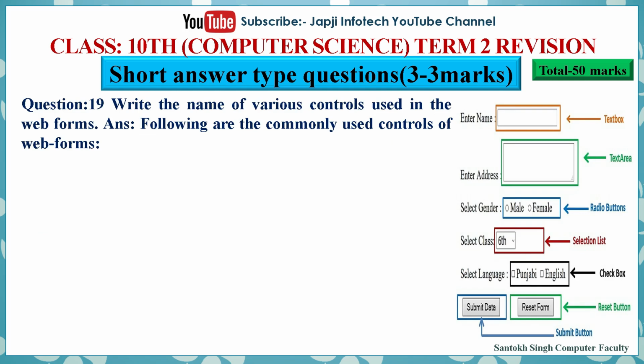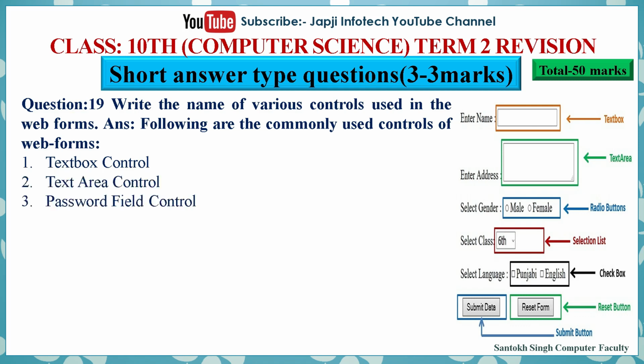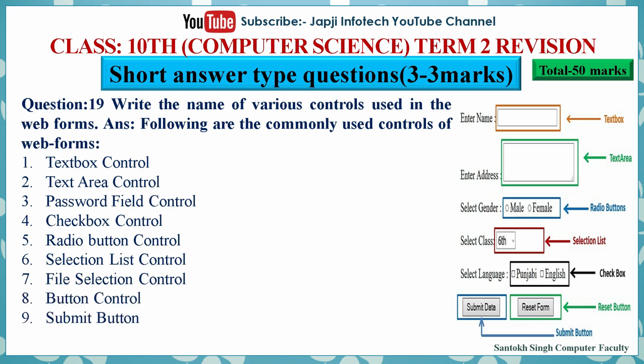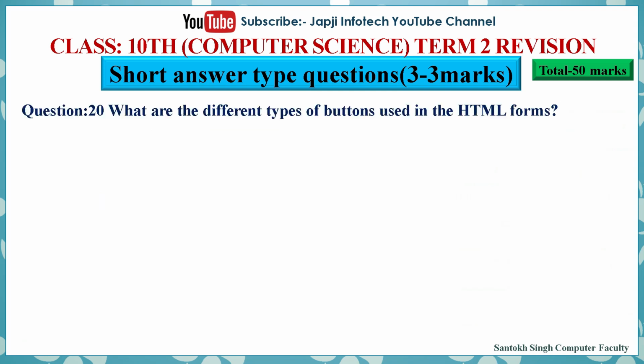And the 19th one is, write the name of various controls used in the web form. And the answer is, following are the commonly used controls of a web form. The first one is text box control, second one is text area control, third one is password field control, fourth one is checkbox control, fifth one is radio button control, sixth one is selection list control, seventh one is file selection control, eighth one is button control, ninth one is submit button, 10th one is reset button.